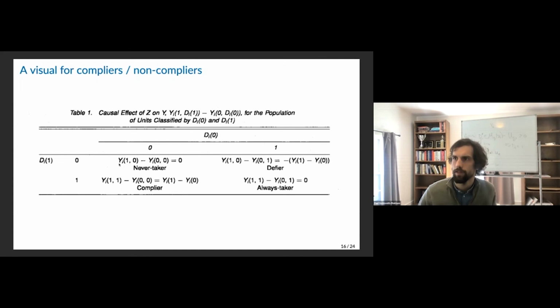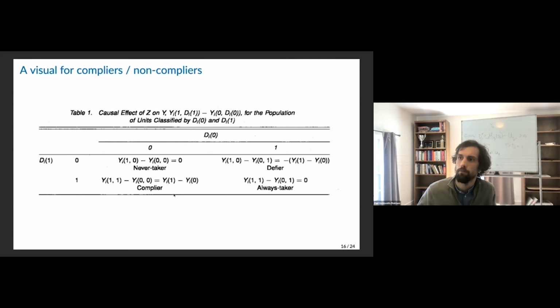So there's the never takers. They're the ones who, irrespective of what the instrument is, their treatment is always going to be zero. Remember, the first input is the instrument value. The second input is the treatment, D. The never taker, their effect is basically the same irrespective of the treatment, and the exclusion restriction is satisfied, so there's no impact.